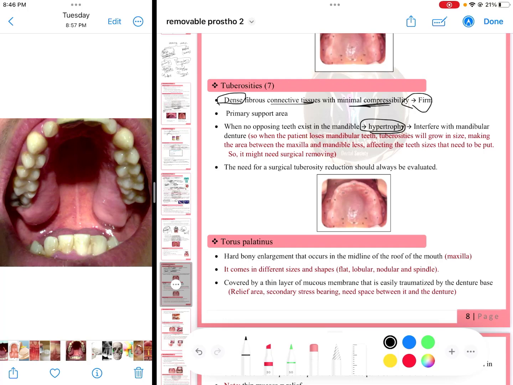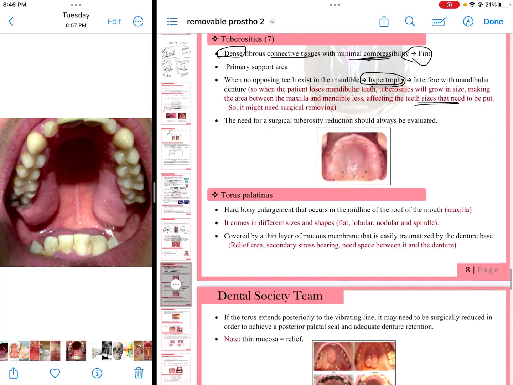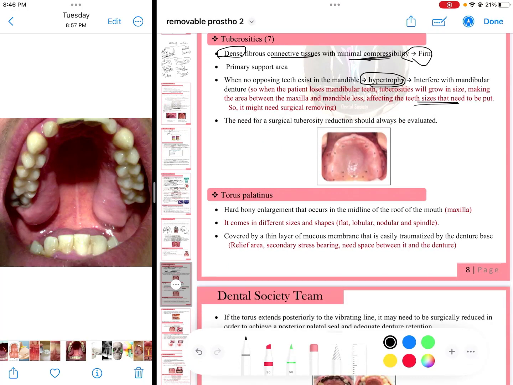So the patient loses the mandibular teeth, the tuberosity will grow in size. If this is the maxilla and the tuberosity grows in size, and this is the mandible, there is no place for the mandibular teeth to be placed, which affects the size of the teeth that need to be put. So we have to remove it surgically. We are going to cut it and remove it like this, so we want to create a space. Sometimes if it's really enlarged, we have to take into consideration the surgical removal of it.